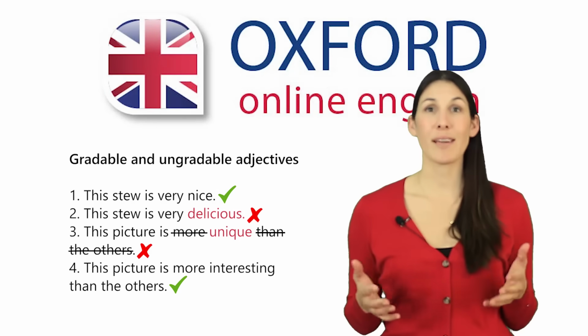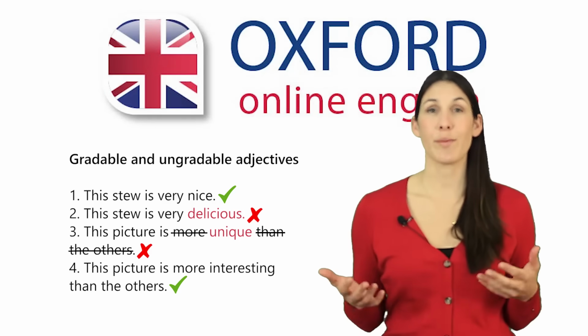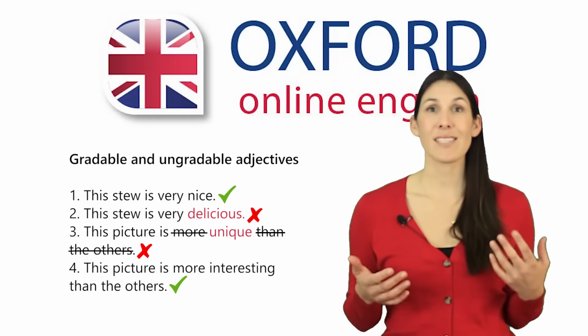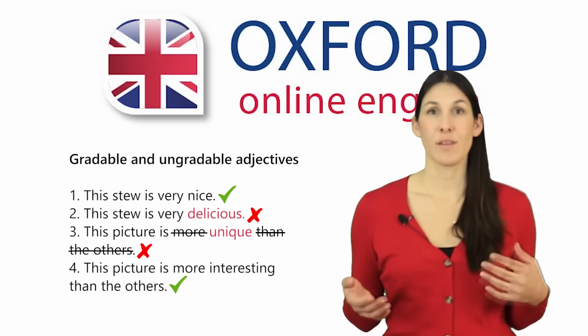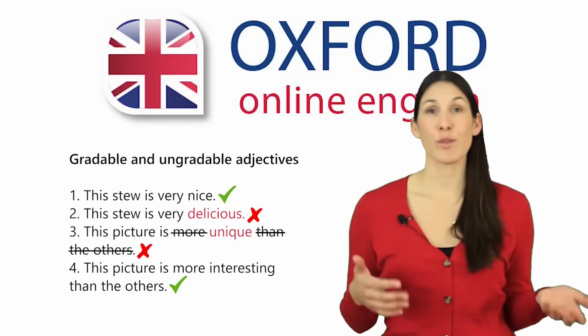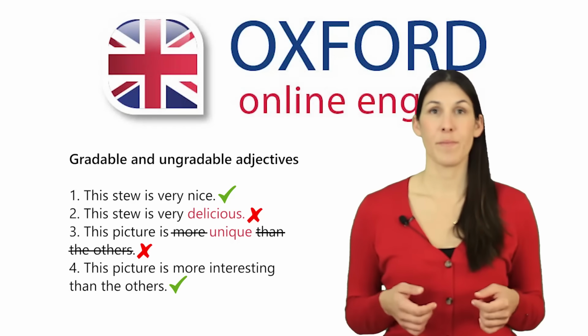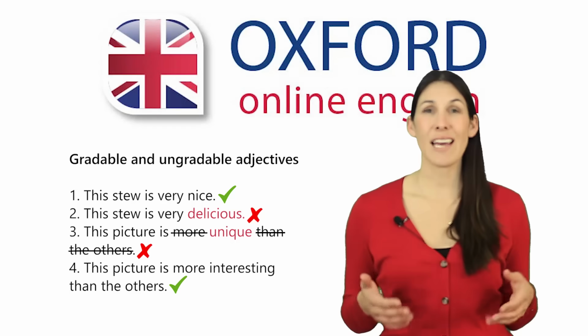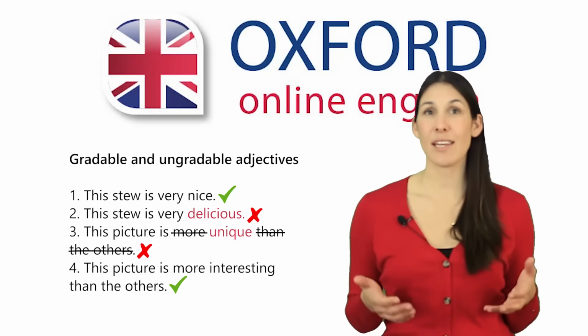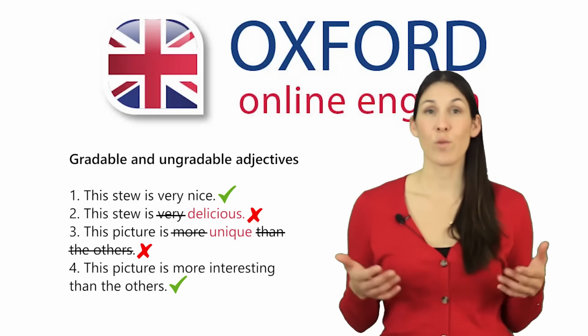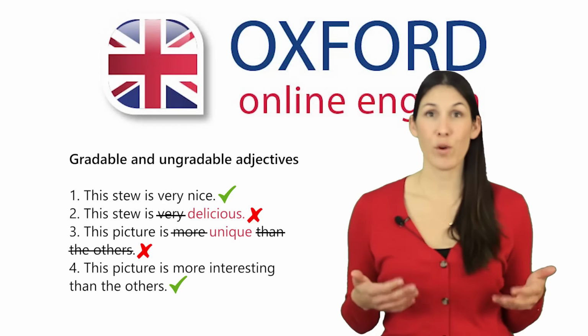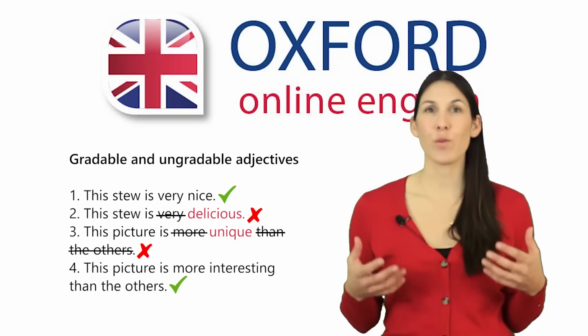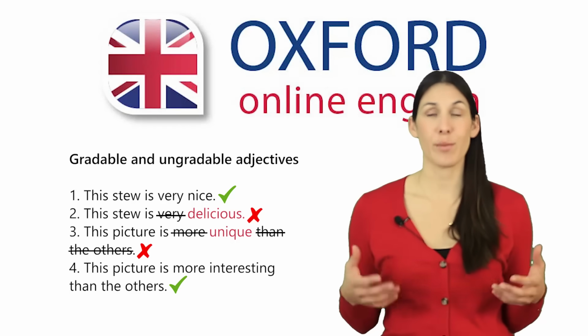First, you can't make comparatives from ungradable adjectives. You can't say more delicious. You can't say truer or most possible. Secondly, if you want to emphasize an adjective by adding a word like very, really, or absolutely before it, you need to use different words for gradable and ungradable adjectives.